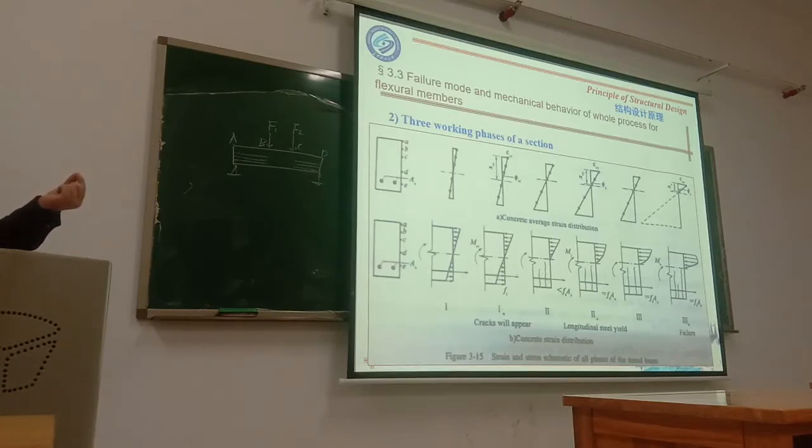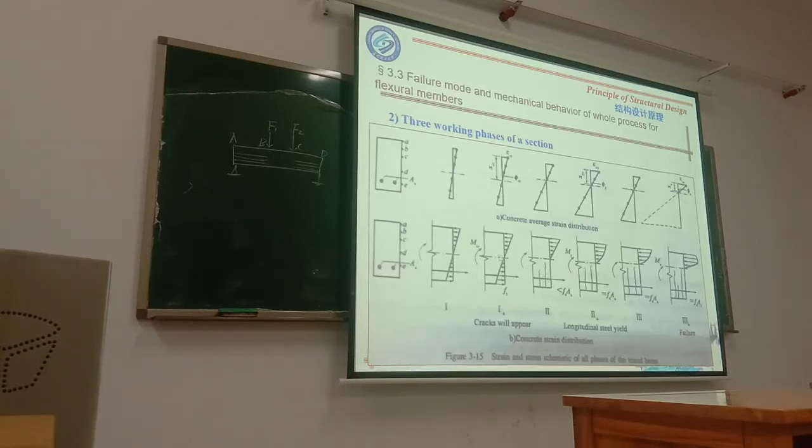Once the crack appears, the tensile force borne by the concrete is transferred to the steel. So the lower part of the section no longer bears the tensile force of the concrete. All the tensile force is borne by the steel, or the reinforcement. That means the stress of the reinforcement increased greatly.